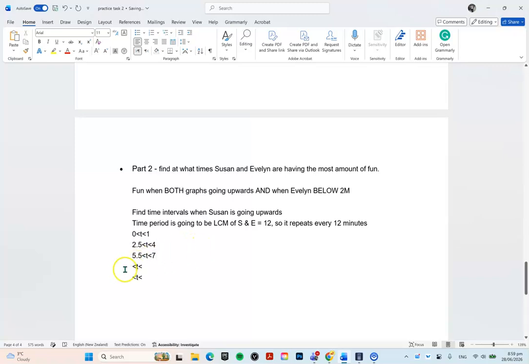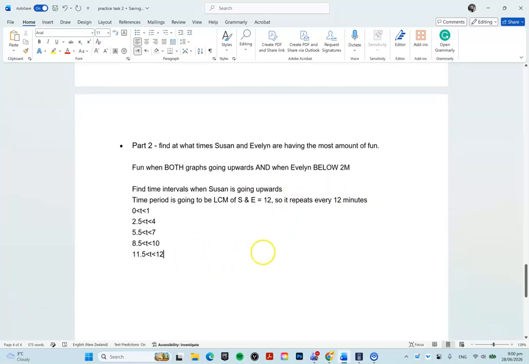So you'll basically notice this part here goes up by 3 every time, this side. So if you can notice the pattern, that next one we can predict is going to be 8.5. And then this side's also going to go up by 3. So it's going to be 10. So that means this is going to be 11.5. Now, because the cycle repeats every 12 minutes, we're actually not going to do it to 13. We're just going to do it to 12, okay? Because after 12 minutes, it just repeats. So we're going to cut it off at 12, right? So that's all the time intervals when Susan is going upwards.